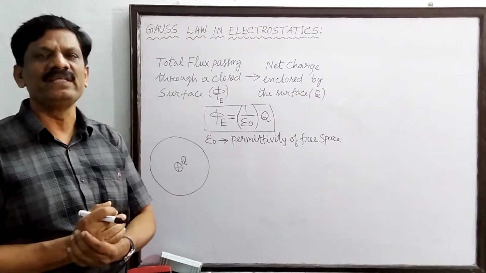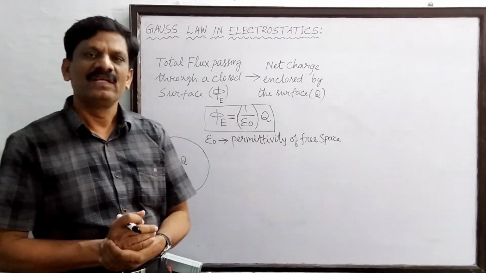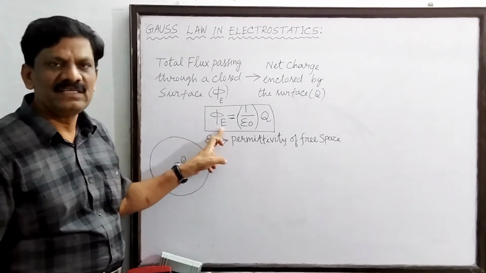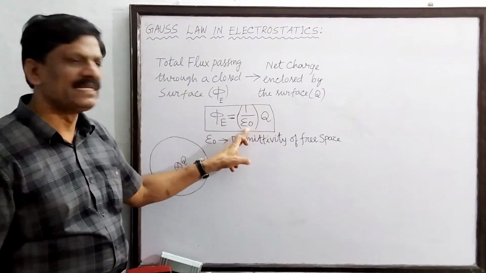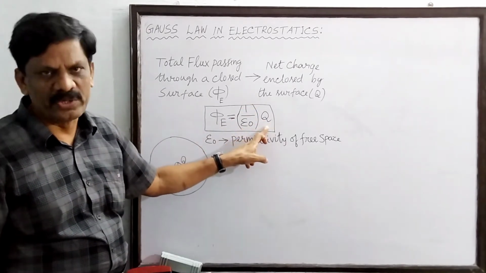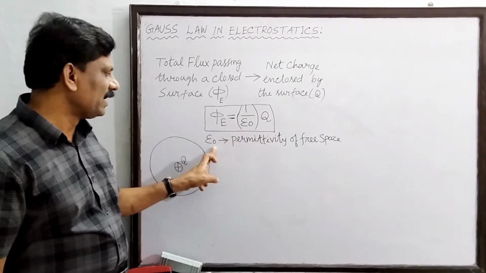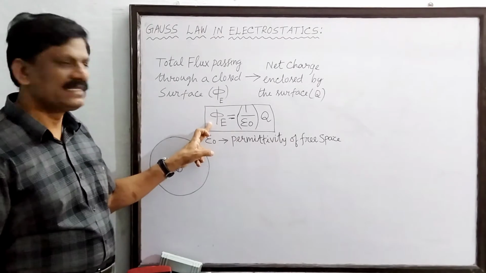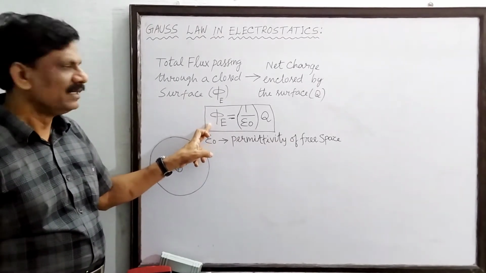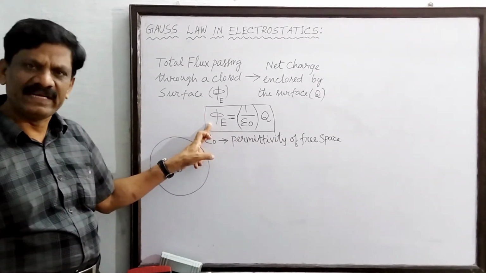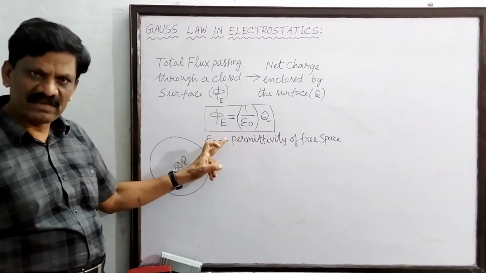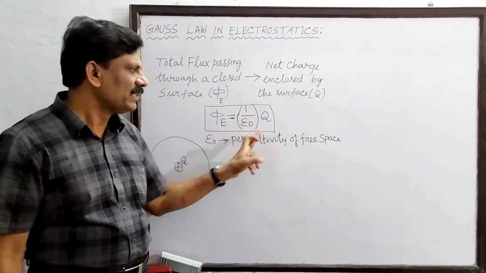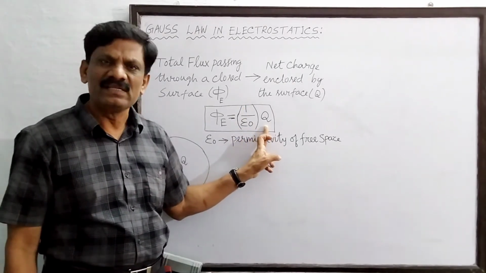This relationship only is called as Gauss law. Mathematically, we can write Gauss law like this. Phi E is equal to 1 by epsilon naught times capital Q. Okay students? Where epsilon naught is the permittivity of free space. So, the statement of Gauss law goes like this. The total flux of the electric field over a closed surface is equal to 1 by epsilon naught times the net charge enclosed by the surface.